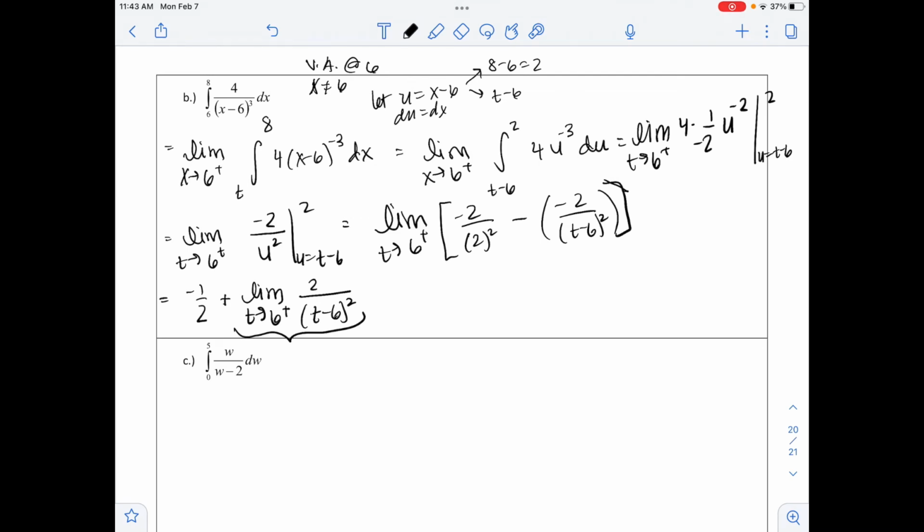Looking at our limit, you will notice that as we get closer and closer to 6 on the right, our denominator is going to approach 0. And we have 2 over 0, which means that this is going off to infinity, or it diverges. And so that means that our whole integral is going to diverge.